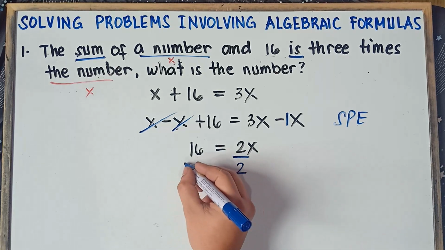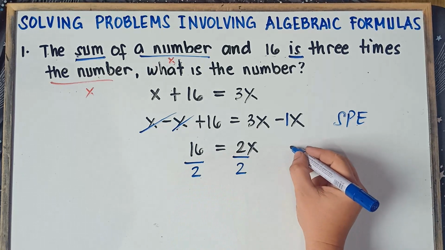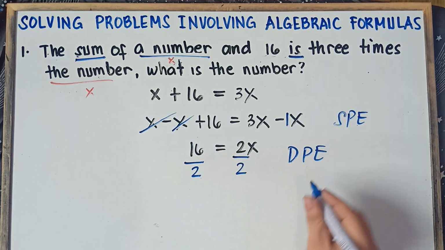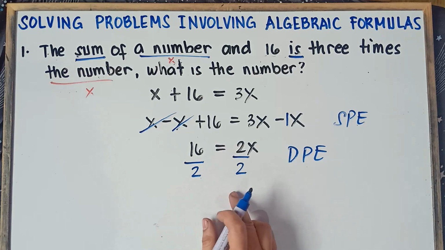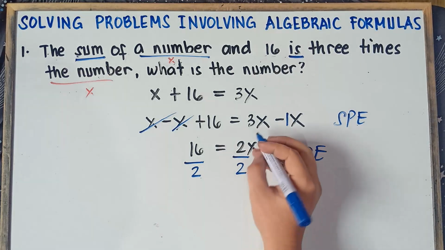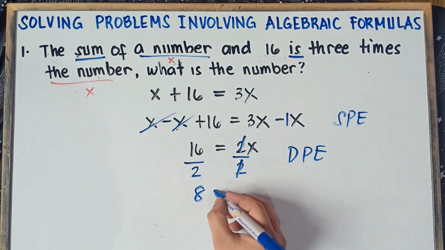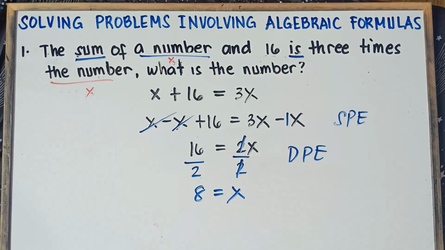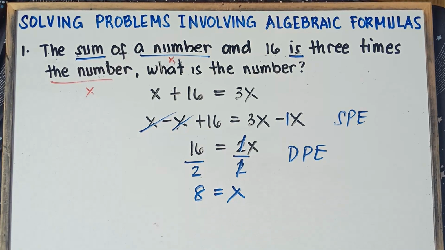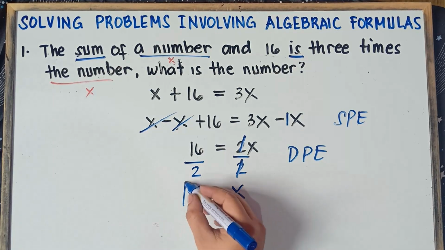Divide by 2, this is what we call the division property of equality. Dividing both sides by 2, that would be the division property of equality. We can simply cancel this out. So 16 divided by 2, that's 8 equals x. That's it, class. That's the answer with regards to example number 1. x is equal to 8.